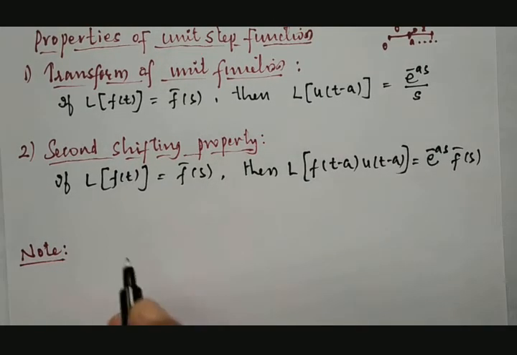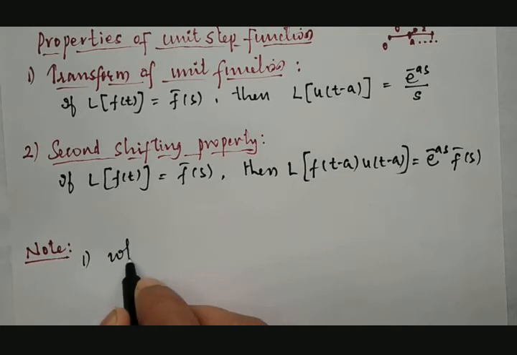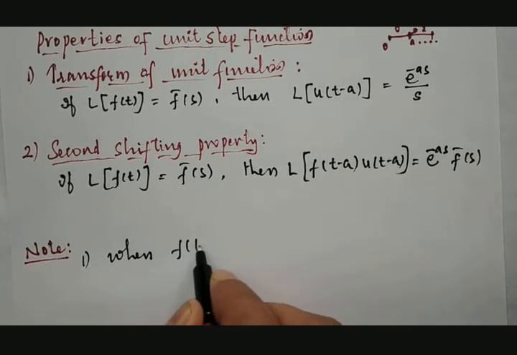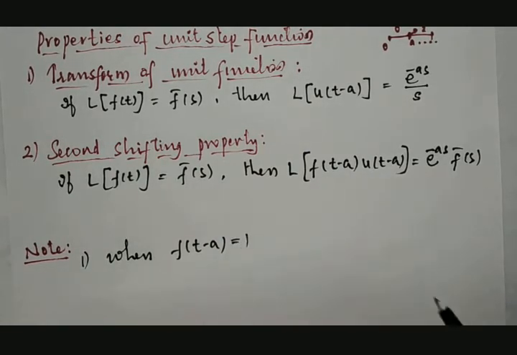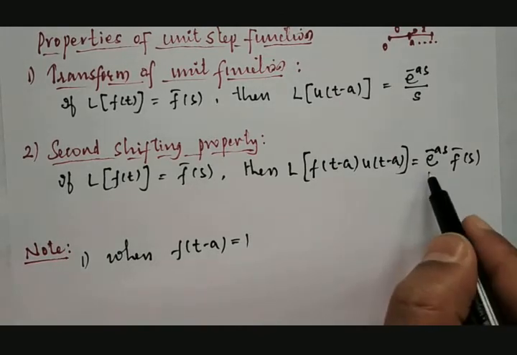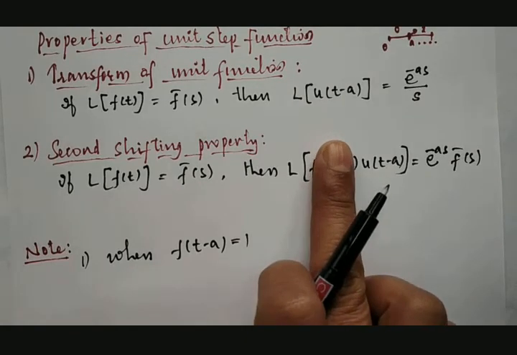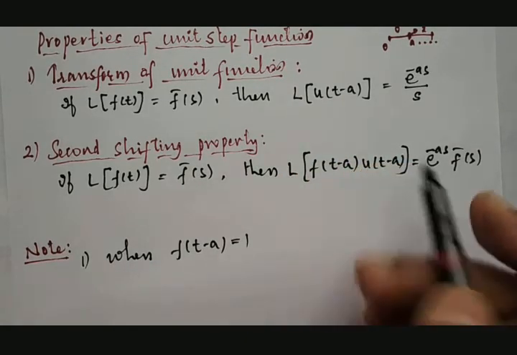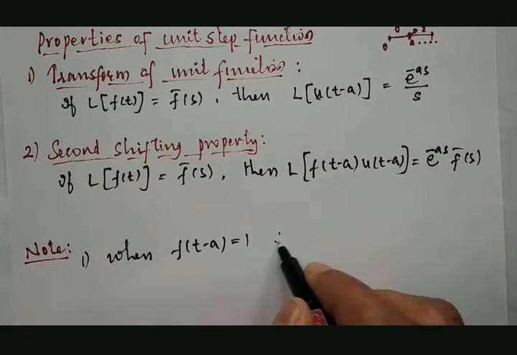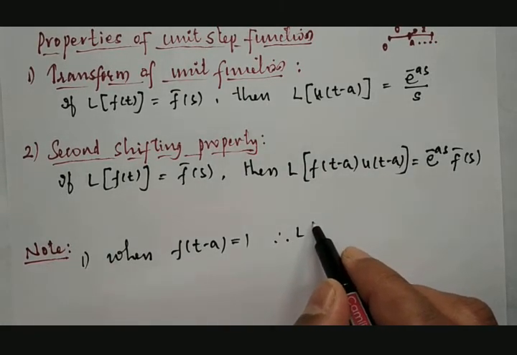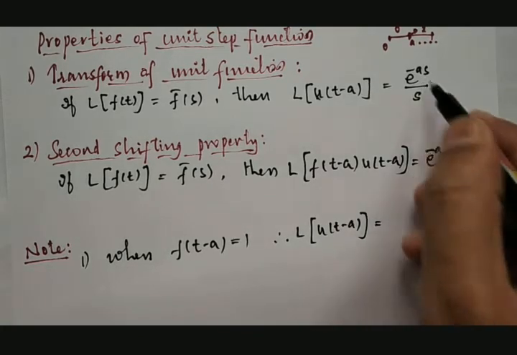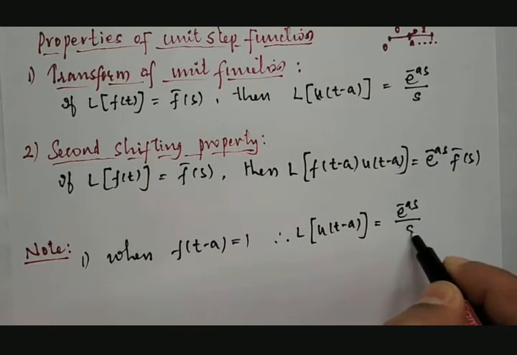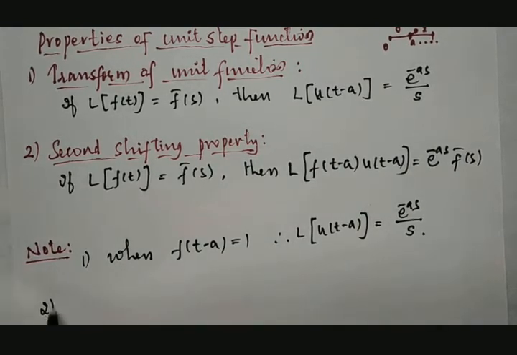What is that note? First note I'll take. When f of t minus a, in this case only we can see f of t minus a, if it is equal to 1, then what happens? If this is equal to 1, it automatically becomes the Laplace transformation of u of t minus a, like this. Which is equal to what? Therefore, the Laplace transformation of u of t minus a is, again by the first property, e raised to minus as divided by s. Okay. Then we go through the second note.